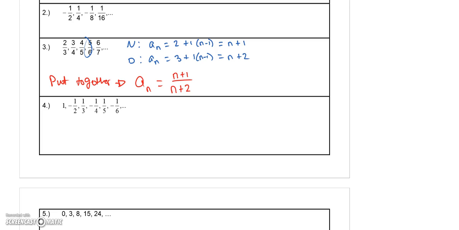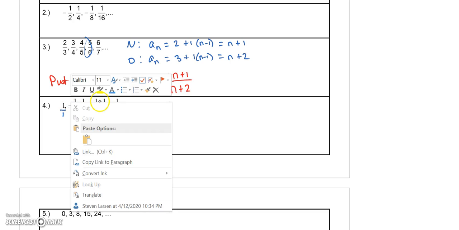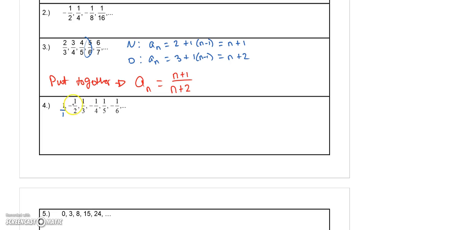Let's look at 4. The first thing I'll do is notice everything's a fraction except for this first term, so let's turn it into a fraction. Next thing I notice is it goes positive, negative, positive, negative, positive, negative. I'm going to take this negative sign and apply it to the numerators here. Okay?